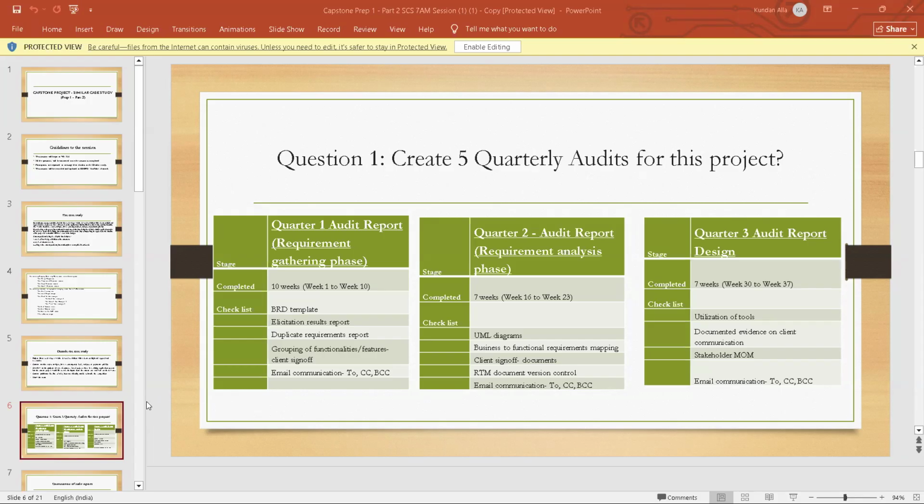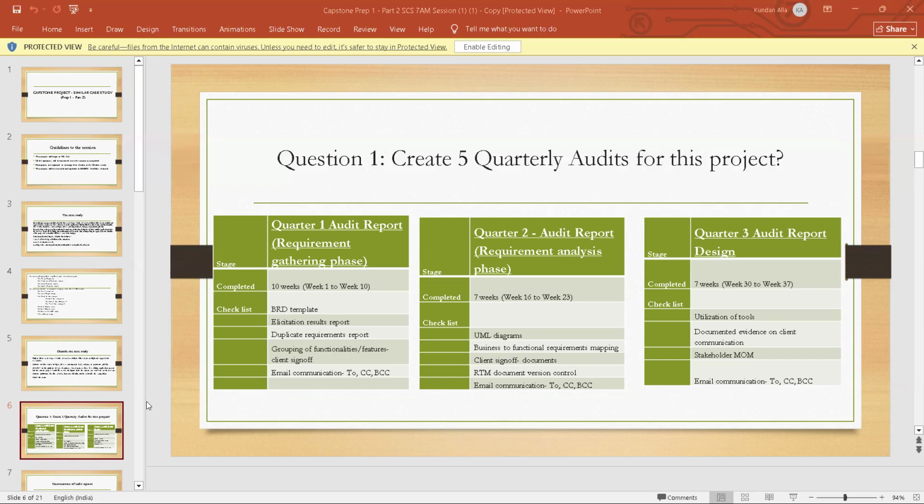In that audit, the very first thing that we need to mention is the stage: at what stage this audit is created for. After that, how much time it took to complete that particular stage. And after that, we have some checklists as well.